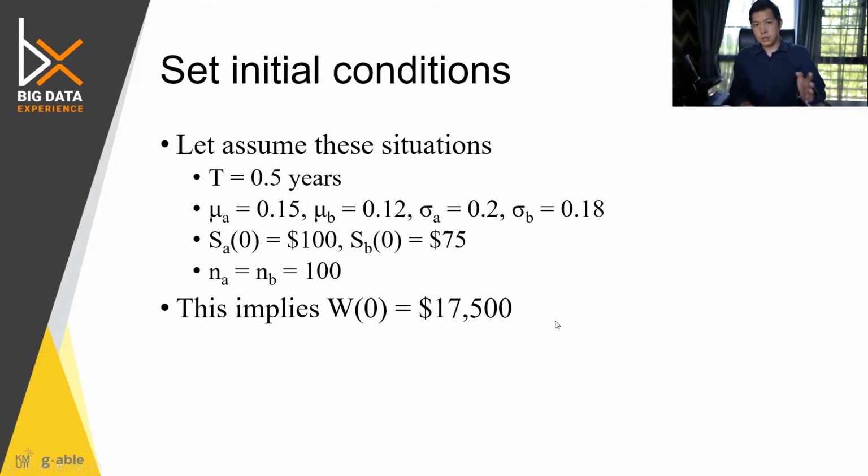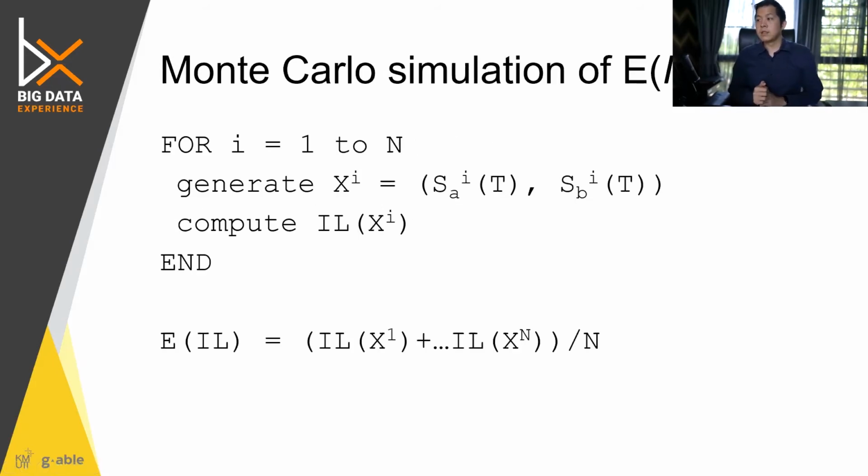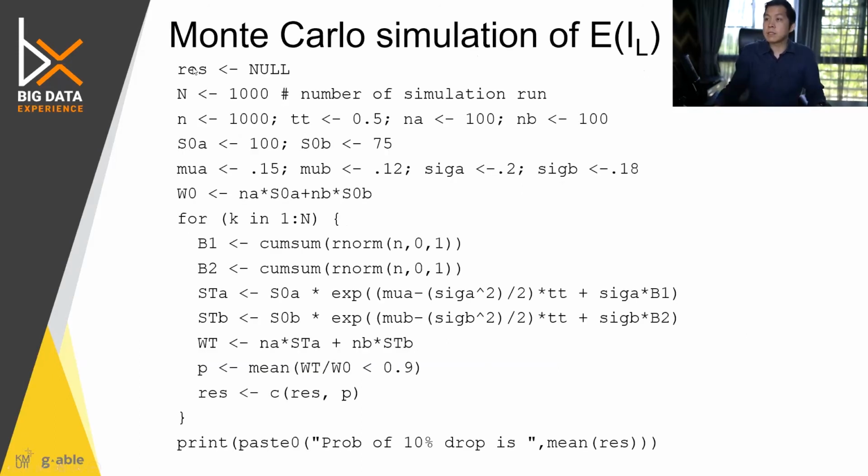Now let's look at the change. So to simulate this change, we need to generate Xi and the price, and then compute IL for each Xi, and then repeat it lots of times, capital N times, and then calculate the expected value of this projection. Okay, how does it work in R? Right. So in R, let me explain the code here.